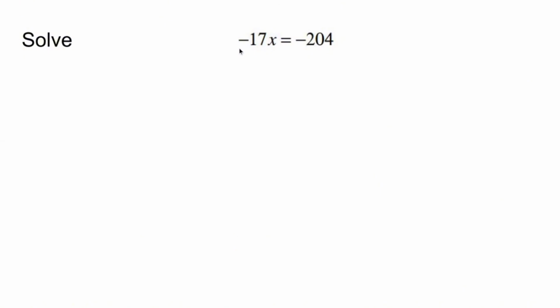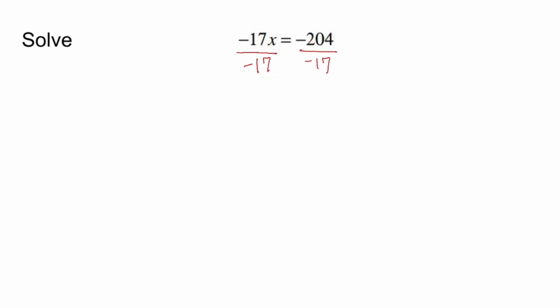In Algebra 1, we're going to have to solve a lot of equations. And by solving an equation, what we do is get a variable, in this case x, all by itself. Now, negative 17 is being multiplied to x, which means x is not all by itself. How do you get rid of negative 17 in this case? Do the inverse of negative 17 times and divide both sides by negative 17.